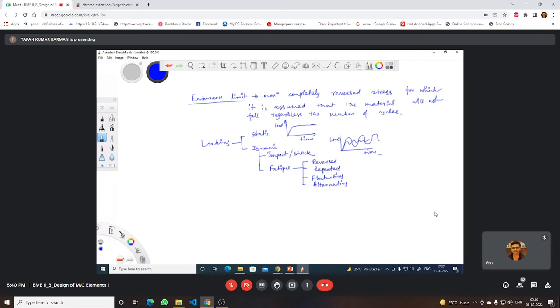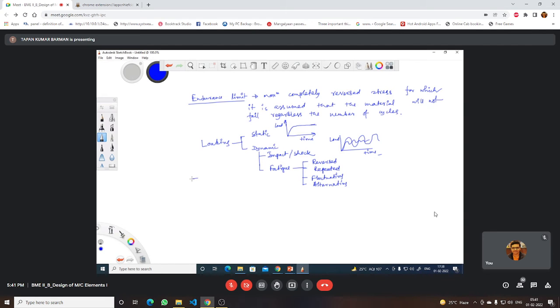Now, first thing is, what is fatigue? Impact load, I think you may understand. If I apply suddenly, that should be termed as your impact loading. Fatigue loading, there are different types of fatigue loadings. But always for simplification, we try to replace the fatigue loading using a sinusoid, one sine curve.